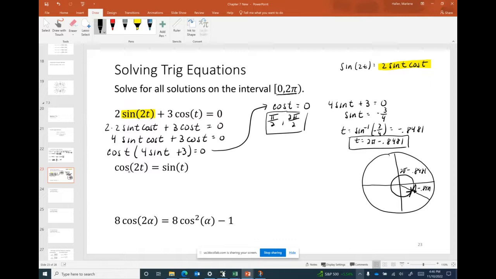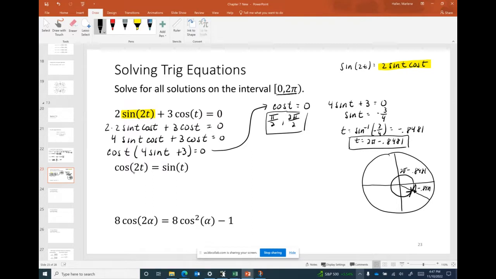All right, let's look at this next equation: the cosine of 2t equals the sine of t. Similar situation here. We have different arguments, and we also have different trig functions, which could be a problem. But for now, let's start by rewriting this equation so that all terms have the same argument.